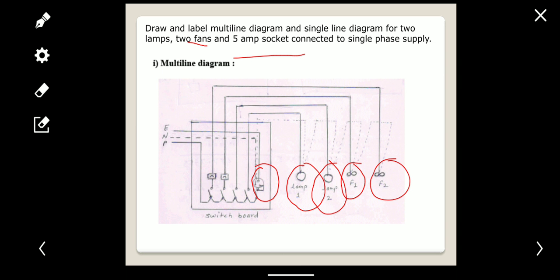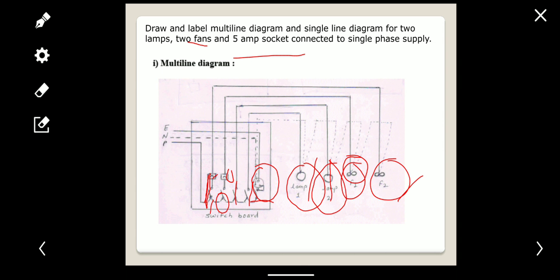First this phase wire, that means this is for fan 2. Regulator, this is the symbol for the regulator, and this is the switch. This switch and regulator symbols are connected to fan 2. Then this regulator and switch are connected to fan 1. Then similarly this switch is connected to lamp 2, and this switch is connected to lamp 1.